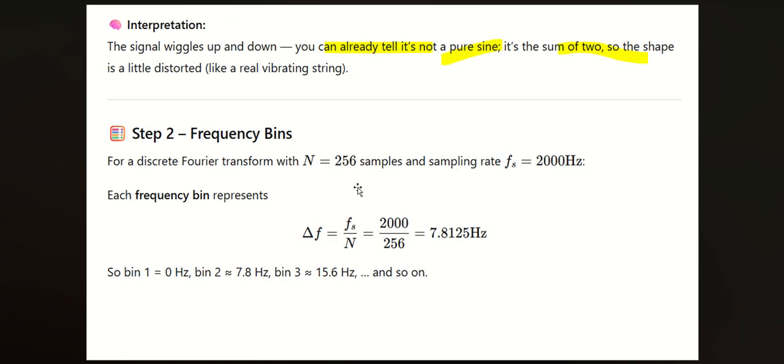Next, if you look at the frequency bins, for a discrete Fourier transform with N equal to 256 and sampling rate 2000, each frequency bin represents fs divided by N, which is 7.8125 hertz. So bin 1 is 0 hertz, bin 2 is 7.8, bin 3 is 15.6, and so on.